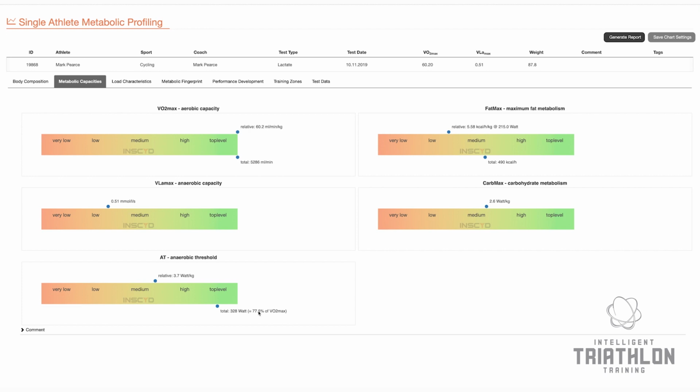Again, a crit racer, somebody with a high VLamax, might be a little bit lower, and an Ironman athlete or ultra endurance, or somebody who does a lot of sportifs, Gran Fondos, would probably be a little bit over 80. You'll be looking for a little bit over 80.